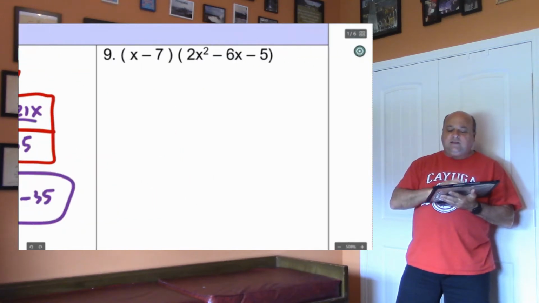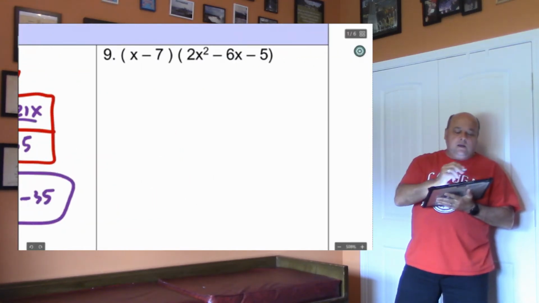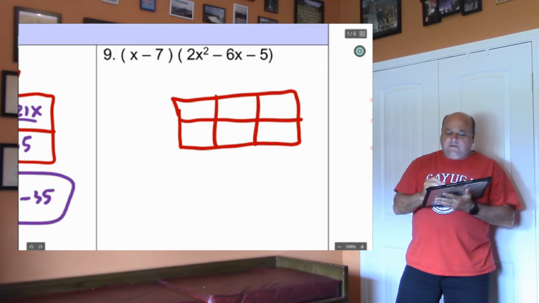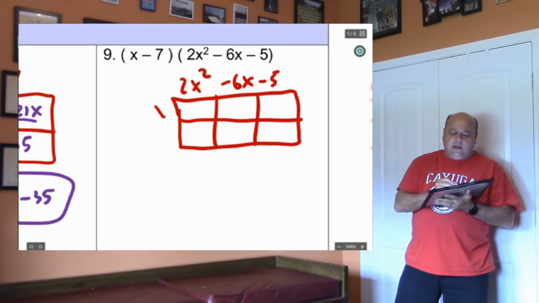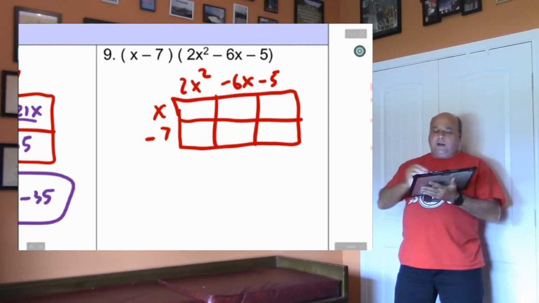The next one is a trinomial times a binomial. I would do the box on this every single time. So draw your box, and I need a 3 by 2 box, okay? And then I'm going to put the 2x squared minus 6x minus 5 on top, and I'm going to put the x minus 7, and then I'm just going to multiply them out.